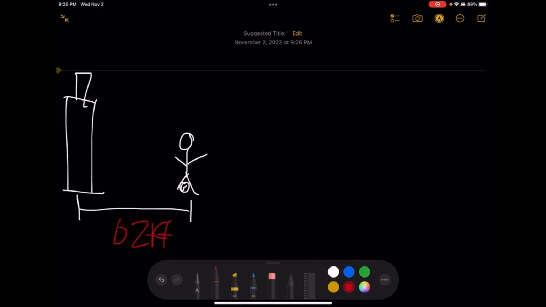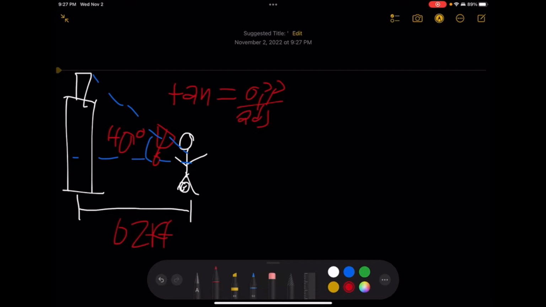Now you're going to use the clinometer to measure your angle of depression from the very top of the object. And for me, that angle was 40 degrees. And now, as you may have noticed, we have a reference angle. You can use the tan ratio, which is opposite over adjacent, to find the height, which is the side opposite of the reference angle.